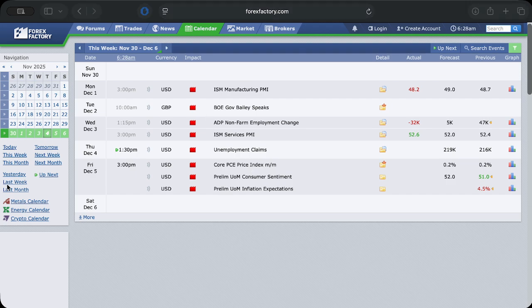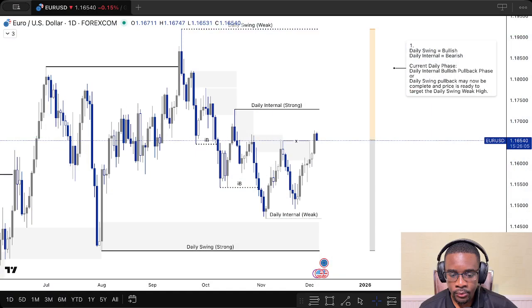However, we are only looking at news just to be aware of when we can expect that volatility to be injected. Outside of key time windows, we are just looking at the news to see when that volatility will likely come in.